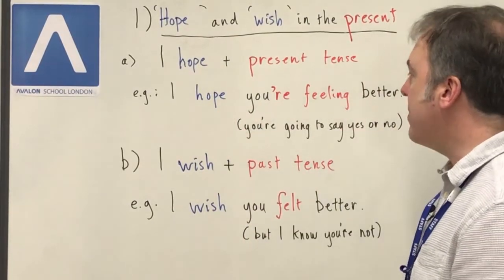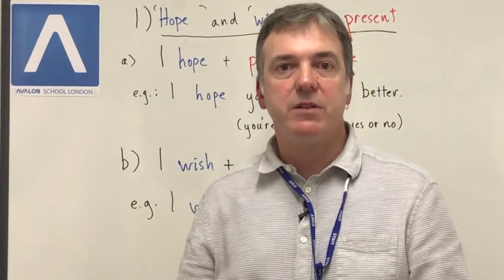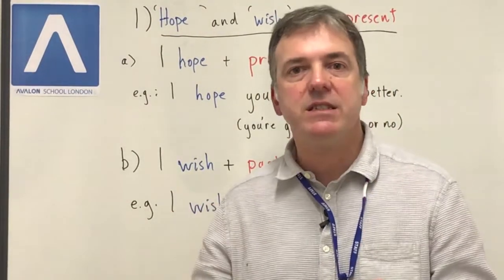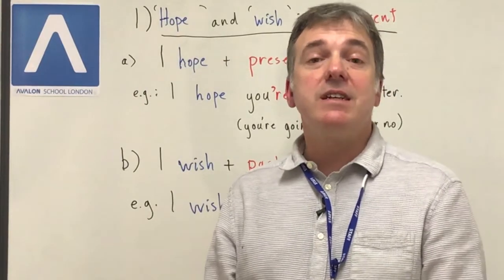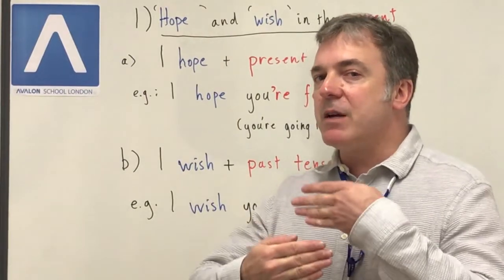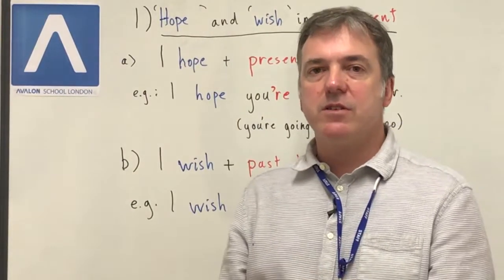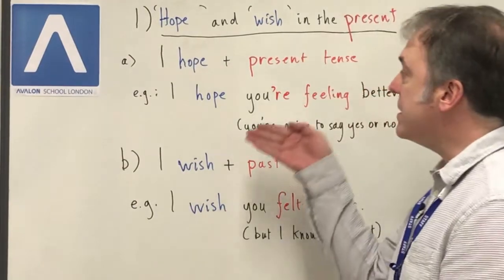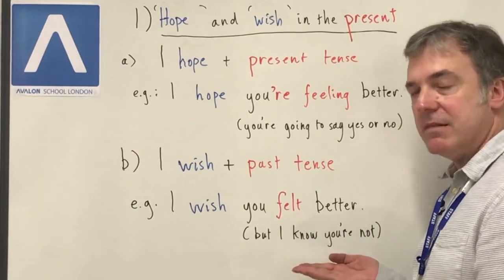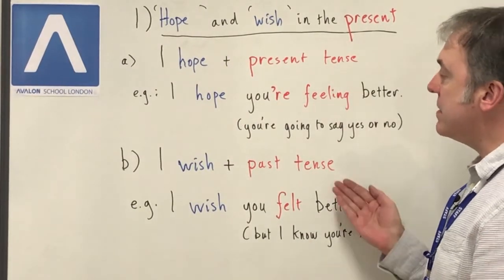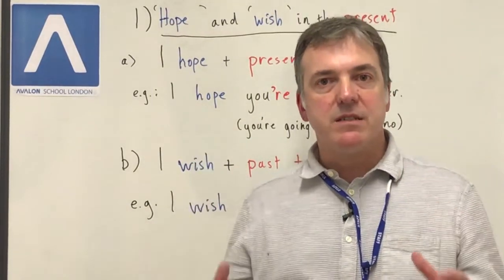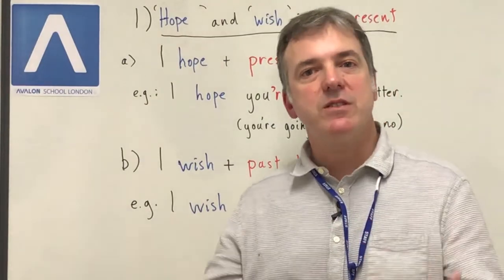So I hope you're feeling better means it's possible that you are feeling better. Whereas if we use wish, it's impossible. We know that in the present situation, the person is not feeling better, okay? And later we will see, if we speak about the future, it's a slightly different grammatical structure. So again, the difference is between possibility and impossibility. And this is the grammar, present tense, past tense, when we're speaking and using hope and wish in a present situation. So let's move on to the next example.